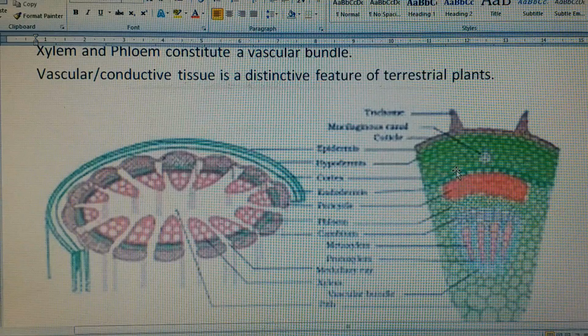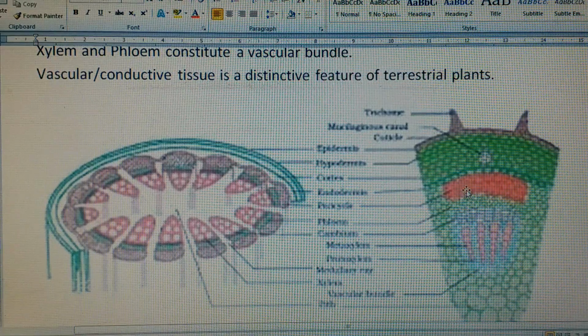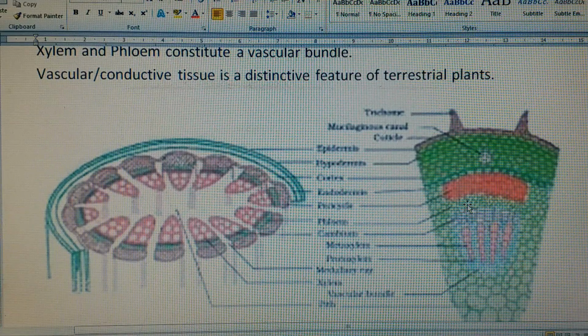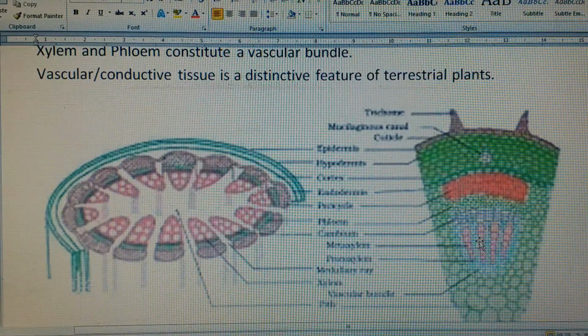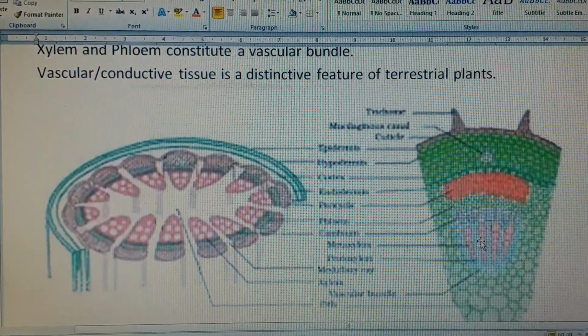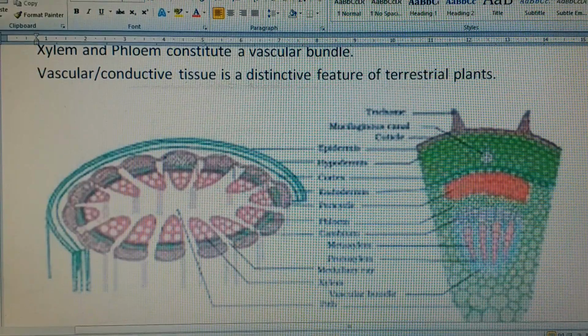You can see various structures over here. This is the epidermis, this particular location is the cortex, and these are the vascular bundles inside it. In these vascular bundles, this one is the phloem, this is the cambium, and these are known as xylem. So this is the structure of the vascular bundle.